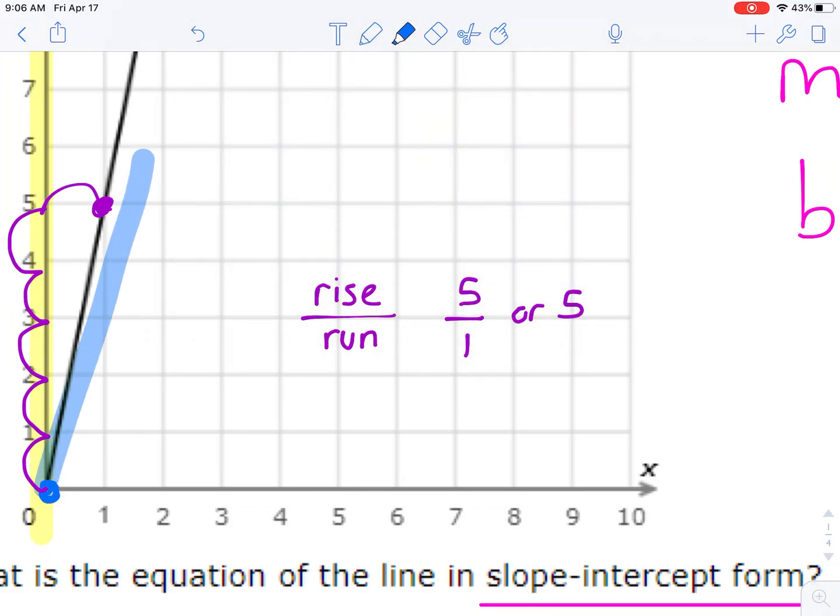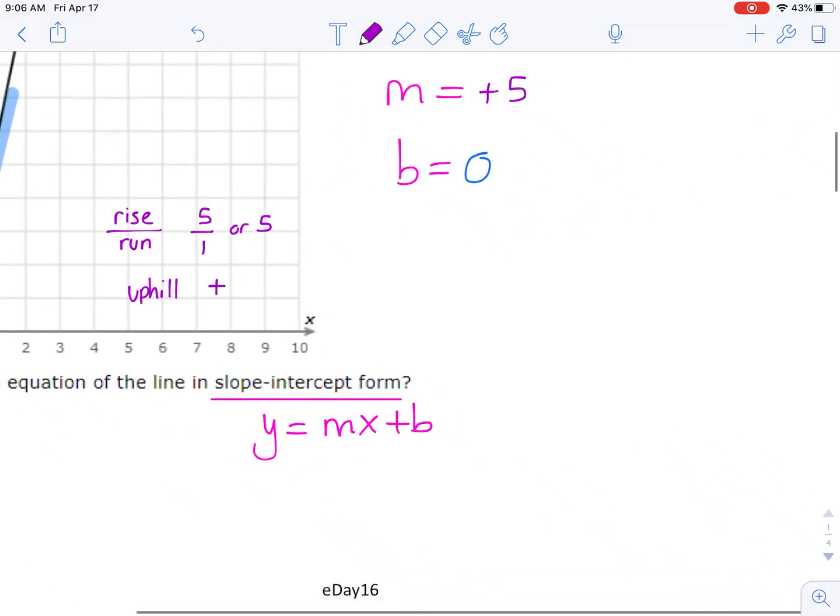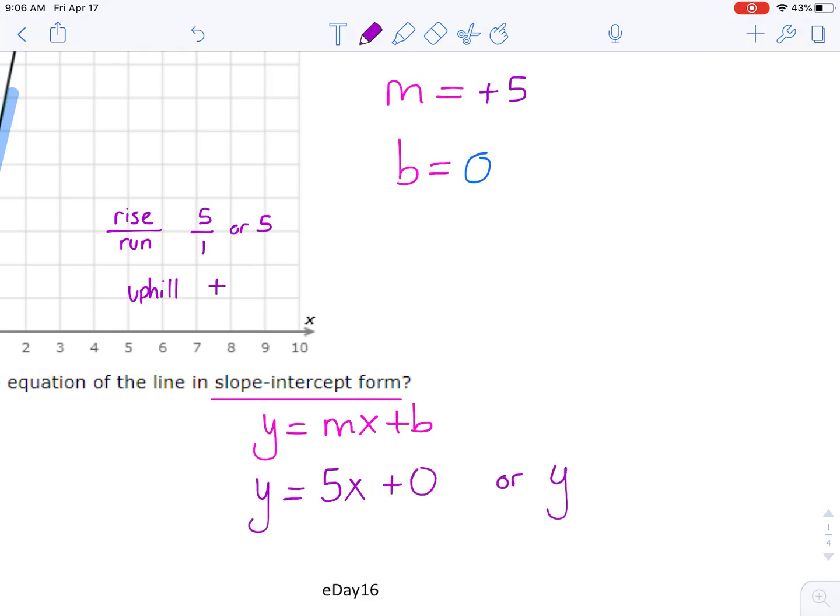Now, something that you're going to have to be very careful on is this up a hill or down a hill? Because this is up a hill, that means our slope is positive. So we're going to have a positive 5 slope. Putting this information in, we have a positive 5 slope, and then you put your x, and your y-intercept is 0, so plus 0. Or if you prefer, you can just do y equals 5x.